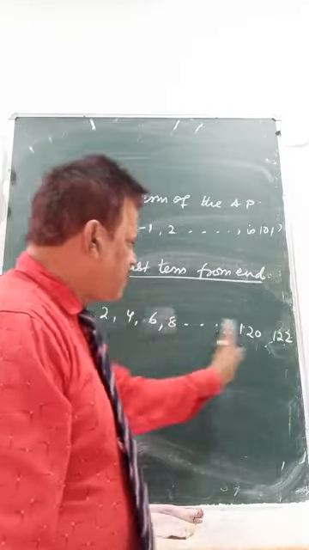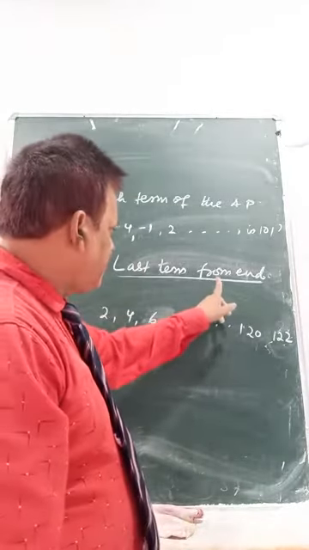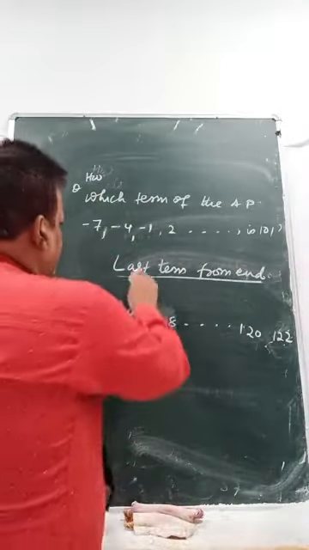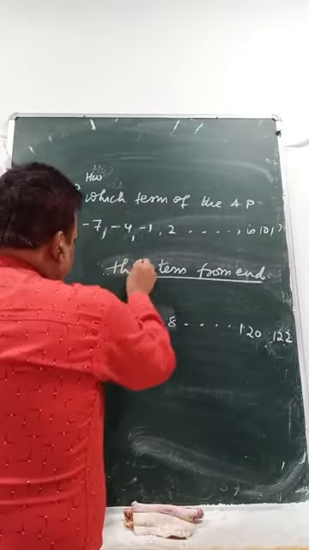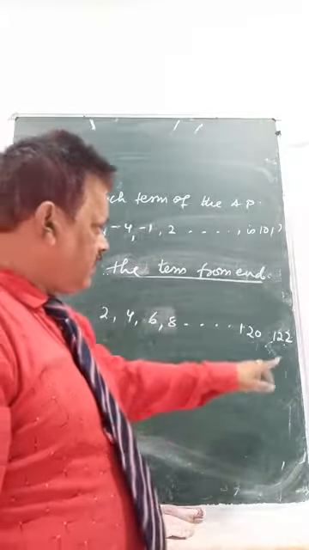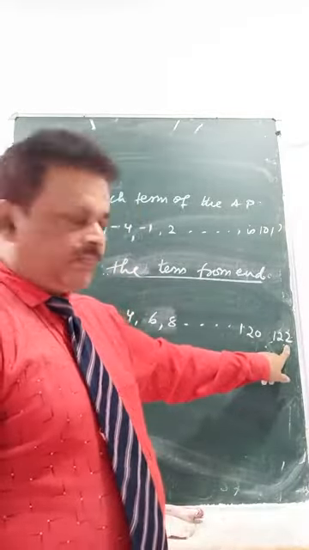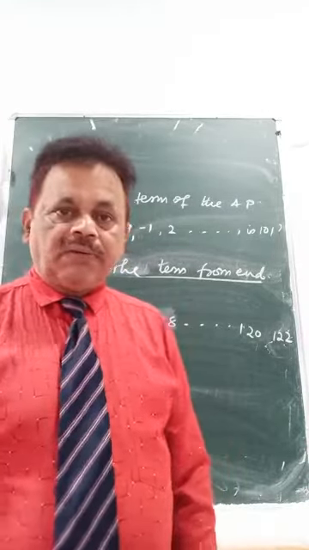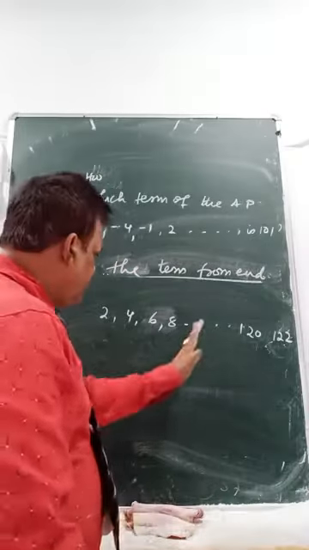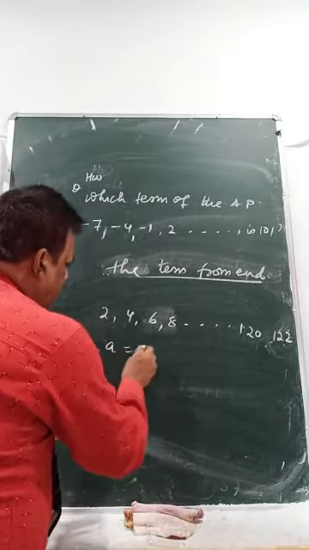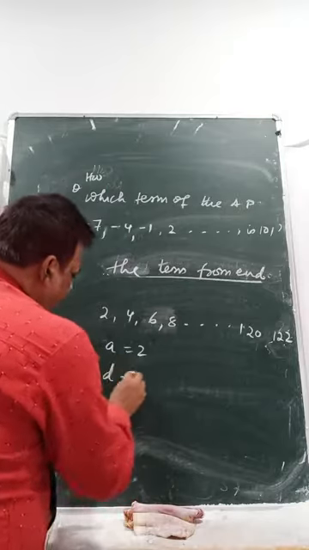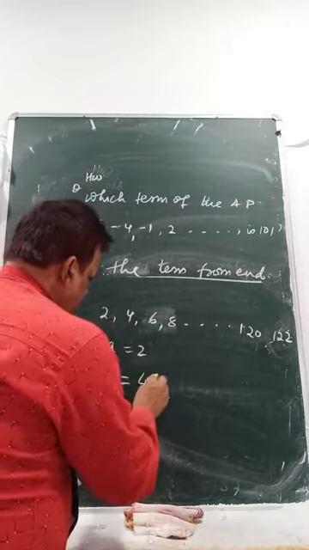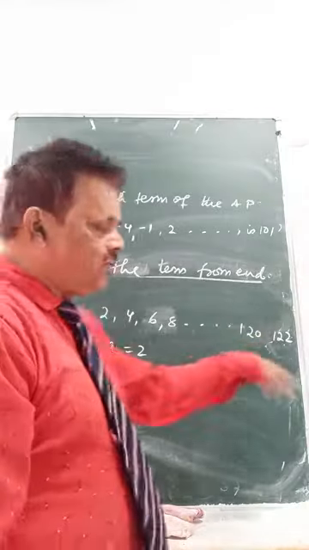But if you come from this side, the term from the end, this will be your first term, this is the second term, third term, fourth term, like this. Then what will be its formula? When you go this way, what is your a? The 2. How do you find d? Second minus first, that is 4 minus 2. Here you have to do the opposite.